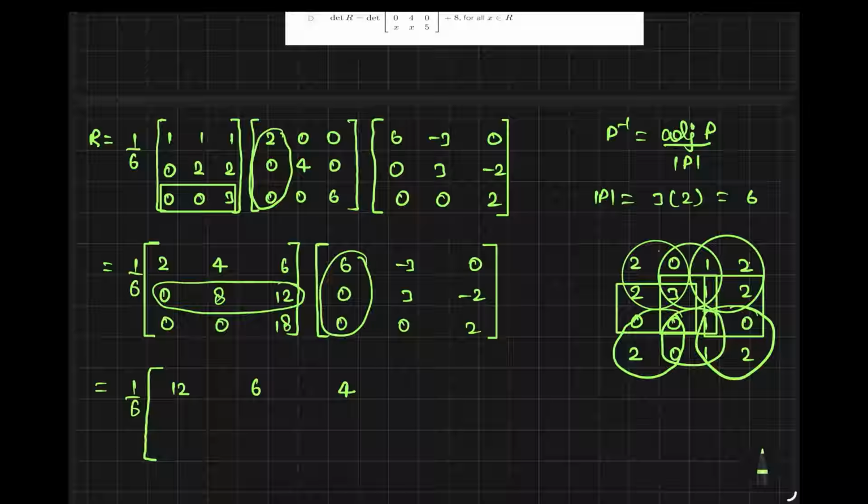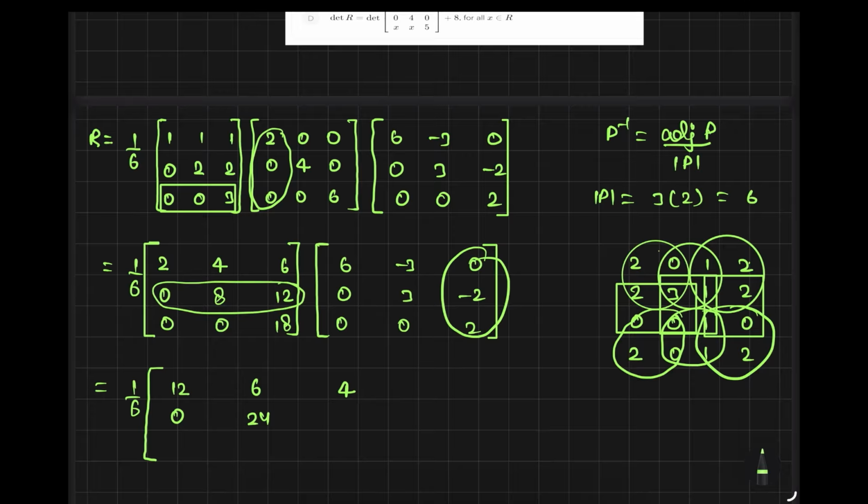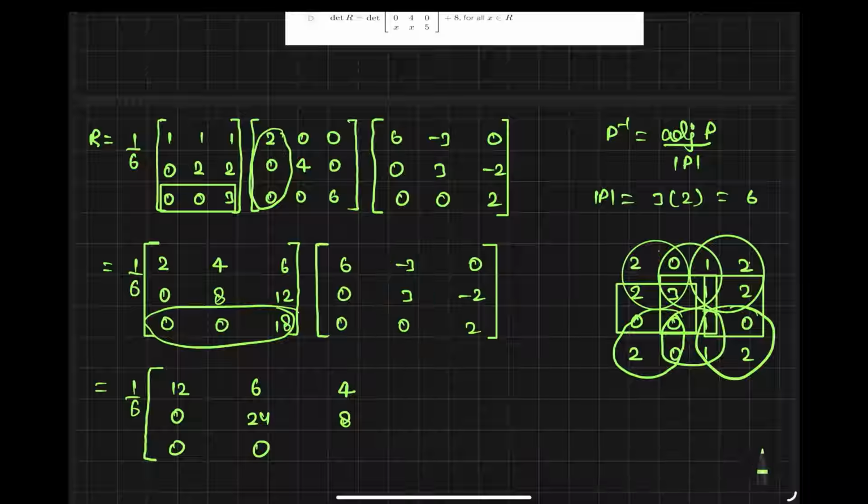Now look at this, now change, so it is 0, it is 24. Wait, this will become 0. This is 24, and then here, so it is 0 minus 16 plus 24, so it is 8. Then again change this with this, so it is 0. Then this 0, then this 36. Okay, so this is your R.